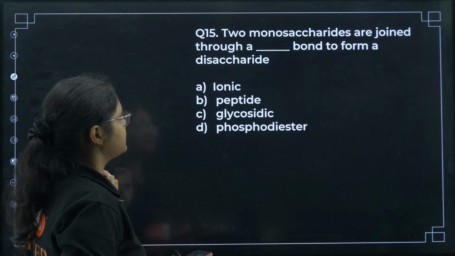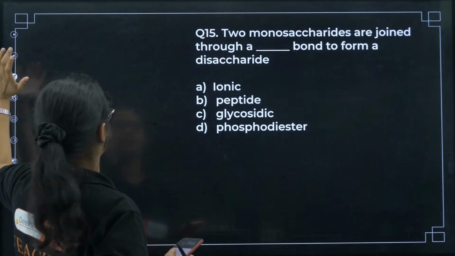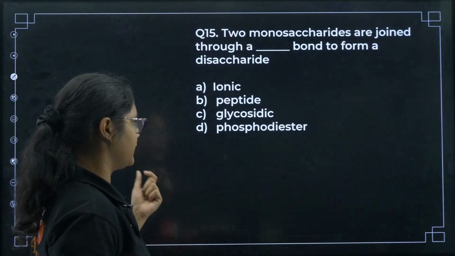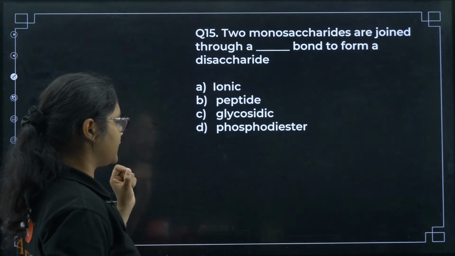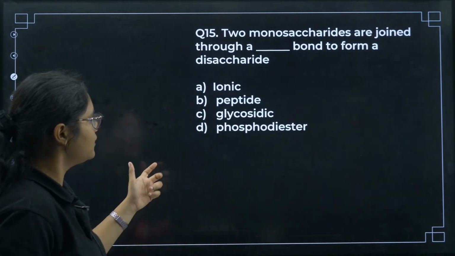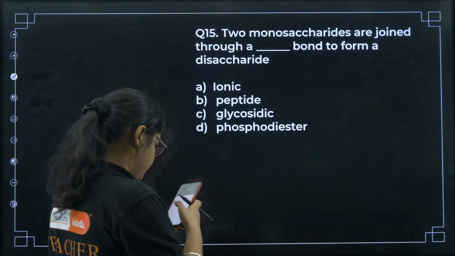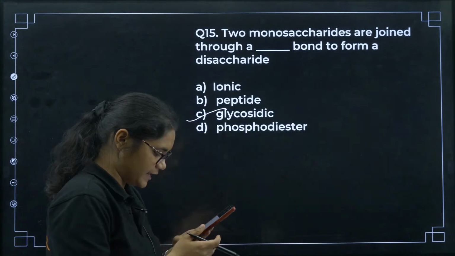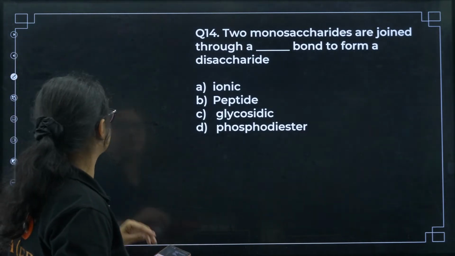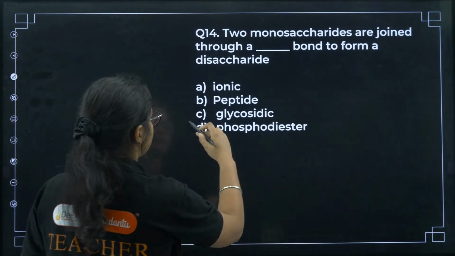Yes, I have discussed this answer. The two monosaccharides are joined through a dash bond to form a disaccharide. Ionic bond, peptide bond, glycosidic bond or phosphodiester bond. Which type of bond is present between the two monosaccharide units? Yes, 15C is correct, that is glycosidic bond. Okay, so you should remember this one. Next, 14th question. Okay, 14th is the same question, it got repeated, that is C.